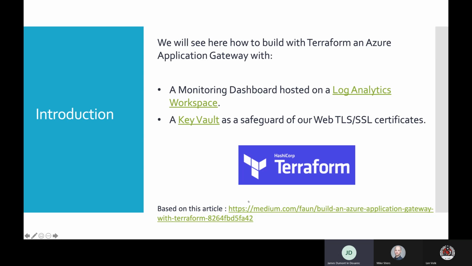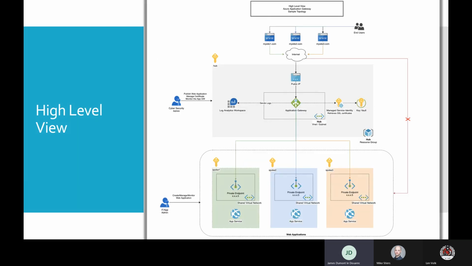Actually, this video is based on a Medium article. You can find the link at the bottom of the slide. So concerning the high-level view, in this architecture sample, we are using in the middle a core infrastructure component, which is the application gateway. And in our context, this application gateway publishes websites of different application teams, but it's a core infrastructure component.